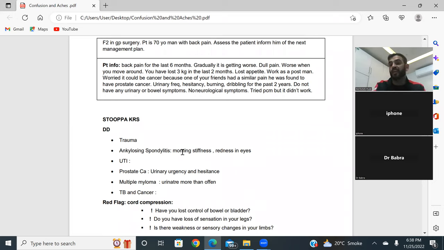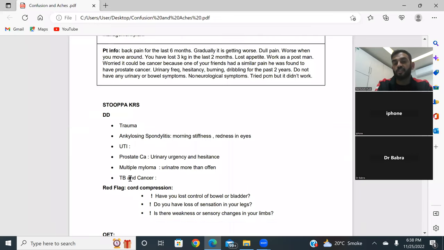What questions can we ask? Morning stiffness, redness in the eyes, another thing, Reiter's disease, which is associated with ankylosing spondylitis and problems with the urinary tract. I don't know what the other name is. You can ask these questions as well, because it goes with ankylosing spondylitis. Then UTI, then you will be asking the prostate questions. These are the prostate questions: urine urgency, hesitancy, and all these questions.